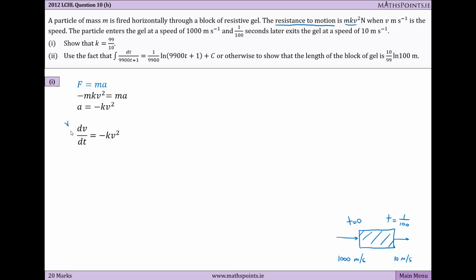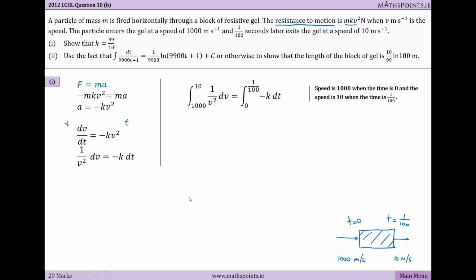I'm going to collect the v's on the left hand side and the t's on the right hand side. So I divide both sides by v squared to give me 1 over v squared dv is equal to minus k dt. And I'm going to integrate both sides of this differential equation using the following limits. When the time was 0, we know that the velocity was 1000. And then 1 over 100 seconds later, when the time was 1 over 100, we know that the velocity had reduced to 10 meters per second.